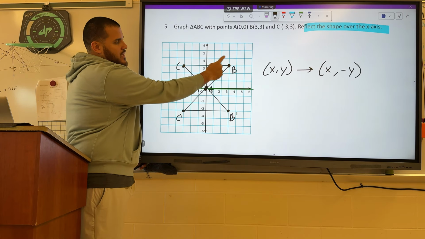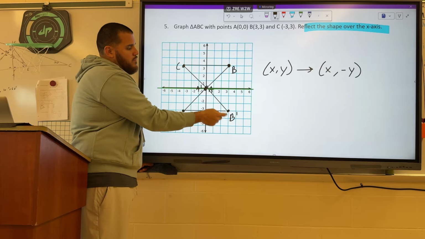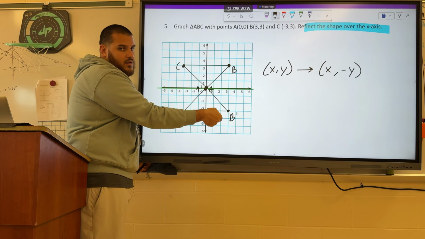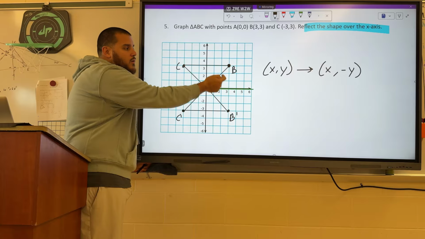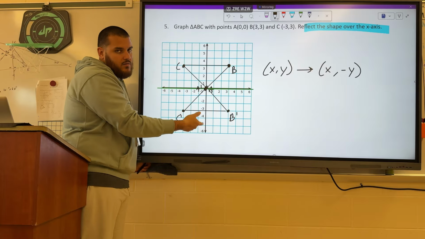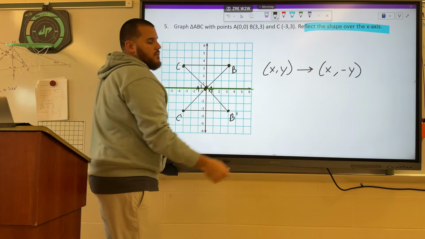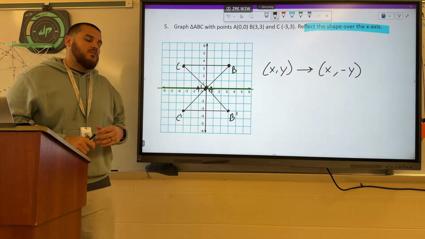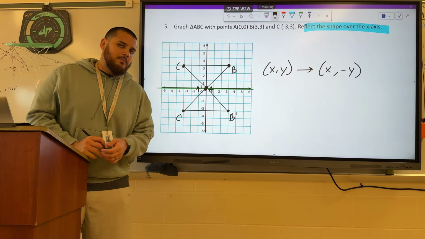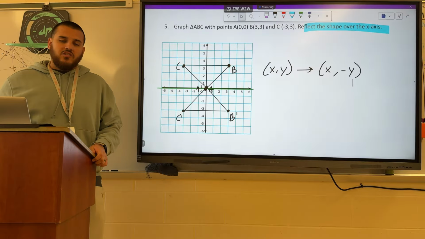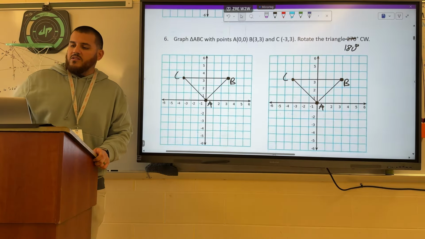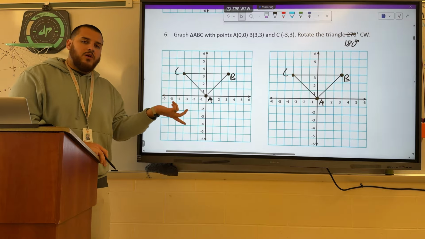For example, B was at (3, 3), B prime is at (3, -3). So the x-coordinate stayed 3, but the y-coordinate went from positive to negative. So that rule will allow you to reflect any point over the x-axis. If you memorize it, you don't have to do it by hand. Let's look at our next transformation on example 6. Again, we have the same pre-image.